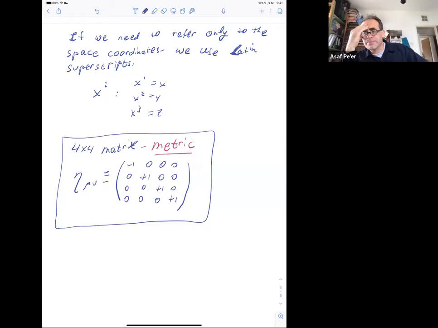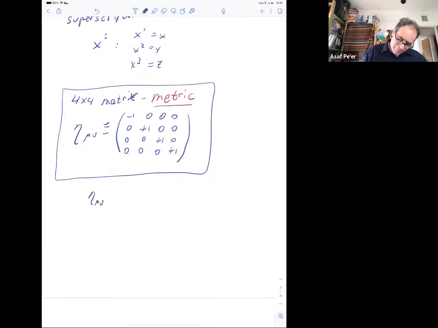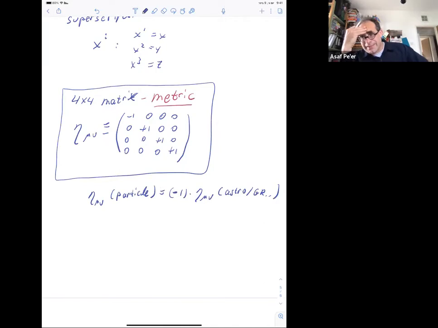Simple matrix. Just, again, as a reference, people doing particle physics also use this matrix, but they use it with the opposite notation. So it's a +1, minus, minus, minus. Just say eta nu particles is a -1 times eta mu astro, GR, whatever. Just that you know that.